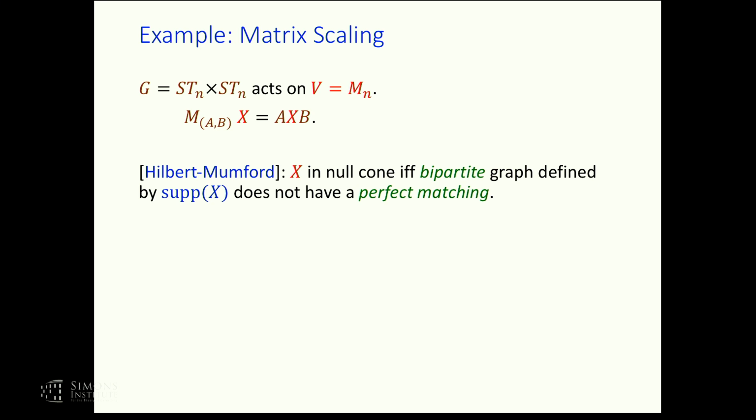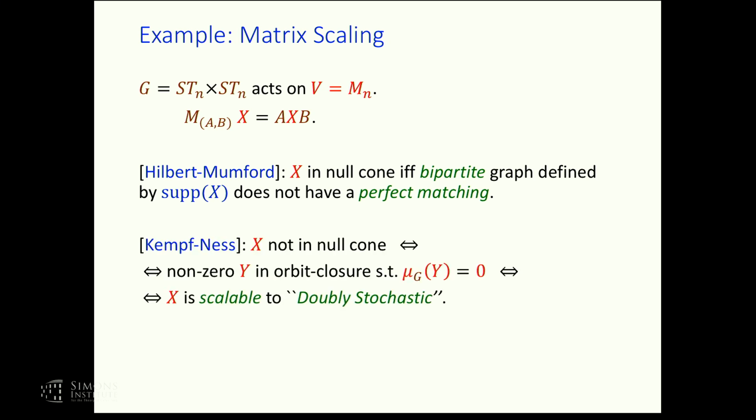I'm just repeating myself, but I want to stress these two conditions. We saw using Hilbert-Mumford that testing whether X is in the null cone is the same as testing whether the support has a perfect matching. And on the other hand, testing that X is not in the null cone using the Kempf-Ness condition is just testing whether you can scale the matrix to having uniform marginals, to doubly stochastic. They arise from this theorem. And this was, of course, known in optimization, but it follows out of this general theorem. And I want to, for the last 5 minutes, talk about this point.